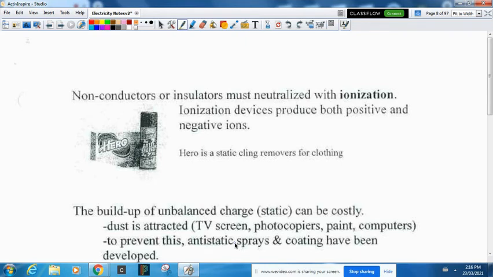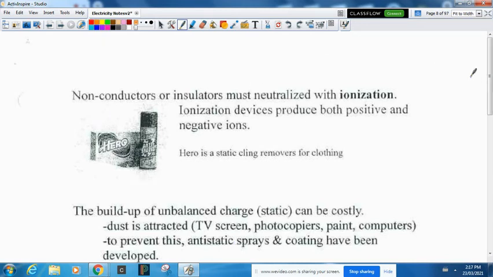If you have static cling, you either have too much plus or too much minus on your clothes. Hero, or Static Guard, is full of pluses and minuses. When you spray it on, let's say my clothes were full of minus, the pluses get attracted to it to neutralize it, and the minuses get repelled. But you're probably thinking, okay, fine, but what happens if I spray it till there's no more static cling? How come nothing else happens? Well, after your clothes become neutral, the pluses and the minuses that are coming out of the can just interact with each other and nothing else happens.